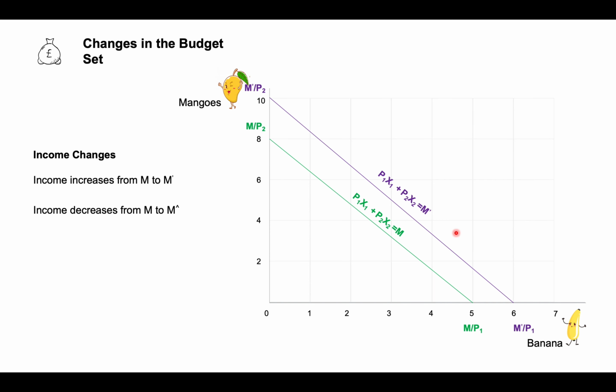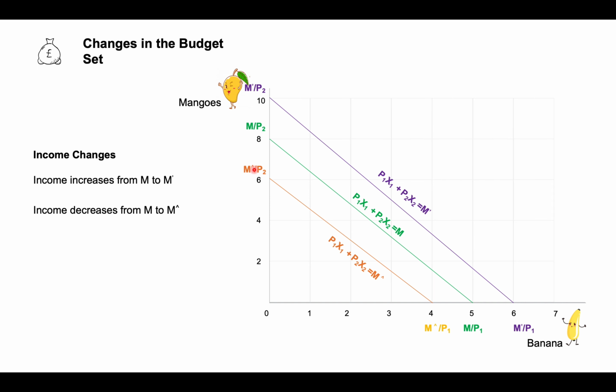Now let's say income decreases from M to M cap, so your income is reduced, which means your purchasing power is also reduced. Previously your budget was 100 rupees. Now your budget is 80 rupees. In that case, what do you have to do? You can't get this many bananas. You have to reduce your bananas because your budget has been reduced. Similarly, you can't get this many mangoes. You have to reduce your mangoes. So your budget line will be this one. And similarly, your x-intercept and y-intercept will be M cap by P1 and M cap by P2.